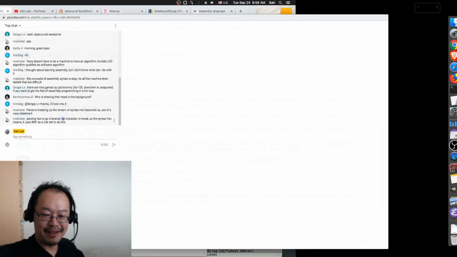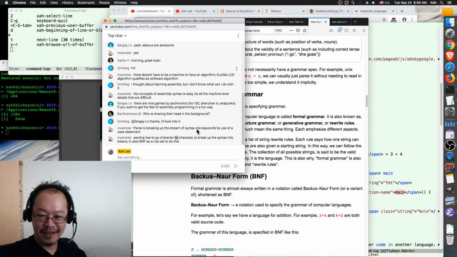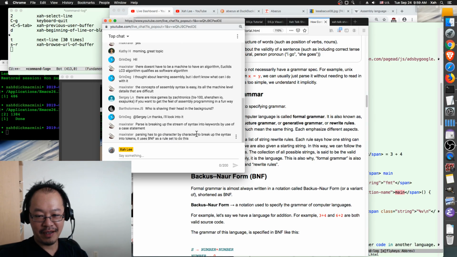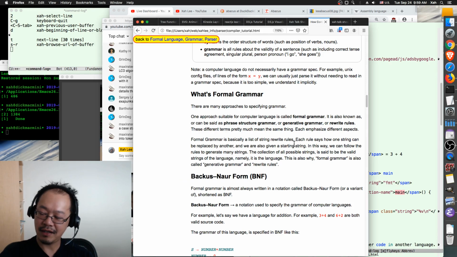Yes, Max Rater said it. Max Rater is great. Max Rater is telling us parsing is breaking up the string by syntax into keywords by use of a case statement, and parsing has to go character by character to break up the syntax into tokens. It uses BNF as a rule set to do this exactly.